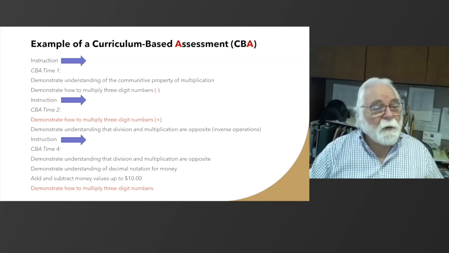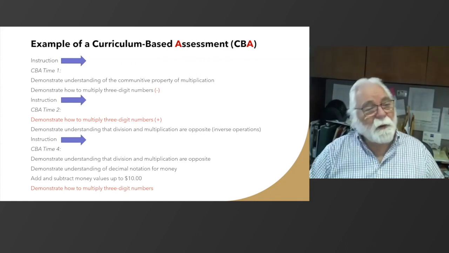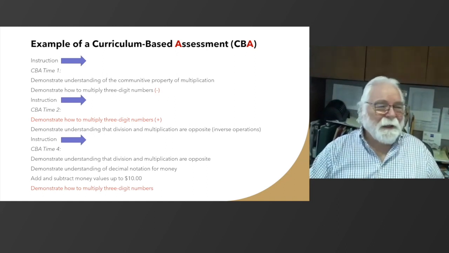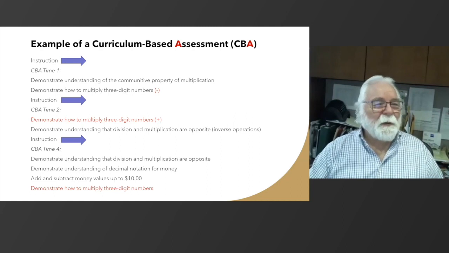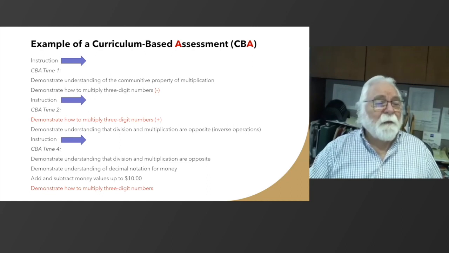So this data will be available to you and you can use it to relate to what we need to do with our students. If you look at this, it is kind of complicated, but try to make it simple. So we had time 1, and this is what we're looking at. Does he understand the commutative property of multiplication? Does he demonstrate how to multiply 3-digit numbers?